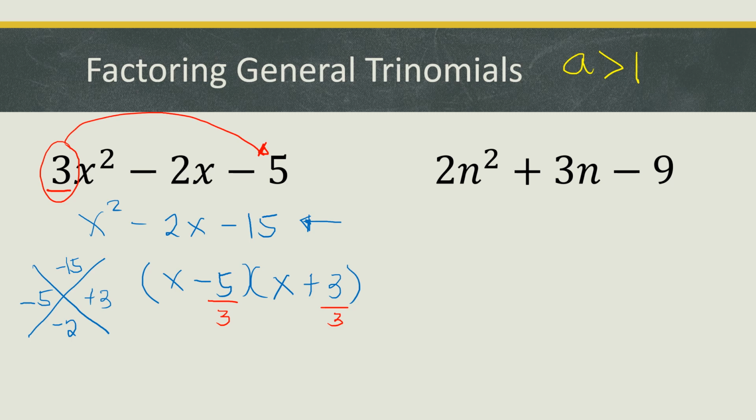Since the first factor, x minus 5 thirds, cannot be simplified, use your denominator as the numerical coefficient of the variable x. So that will give us 3x minus 5. And on the second factor, since 3 divided by 3 can be simplified as 1, we have x plus 1. So these are now the two factors.